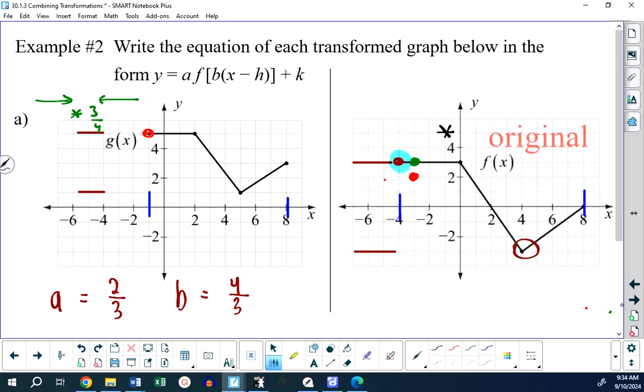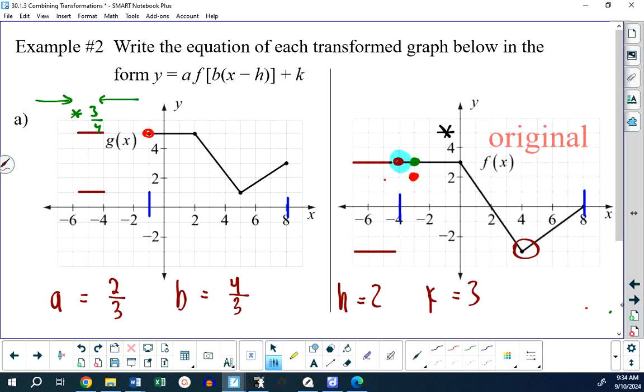Did I say 1 to the right? I think I said 2 to the right. If I didn't, I meant to. 2 to the right and 3 up, which tells us that h is 2 and k is 3. It's a messy thing. If it's a written response, it's complicated to communicate that.